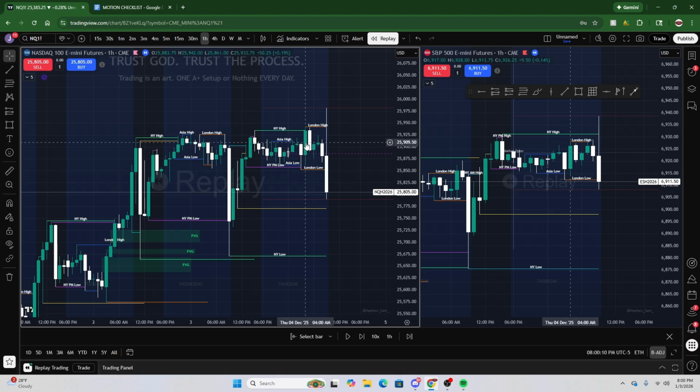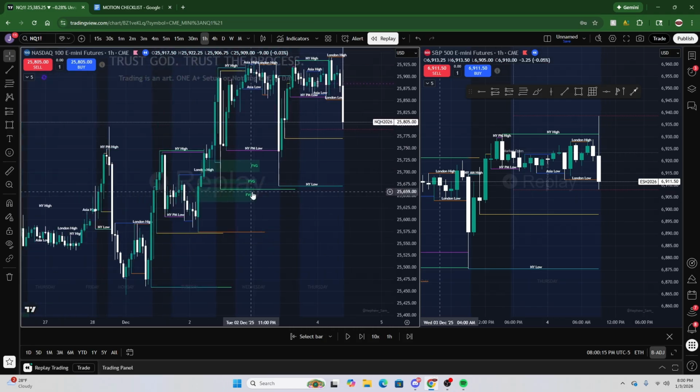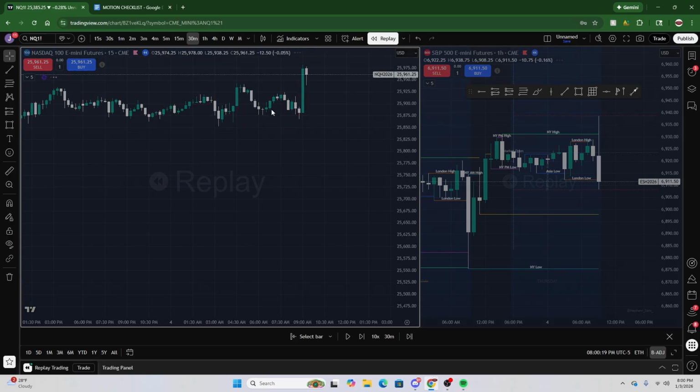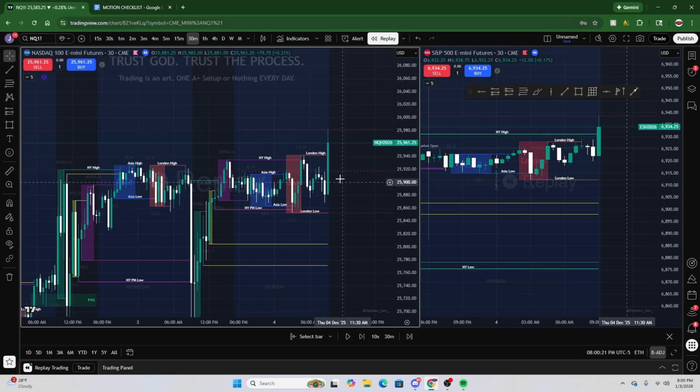Doesn't look like it. No. Okay, there's really no gaps here. We have a couple nice session lows below. Let's go on the 30 minutes, see if there's anything.